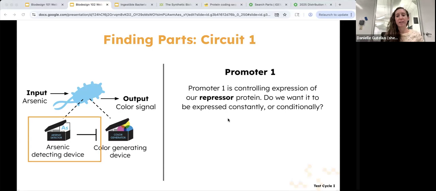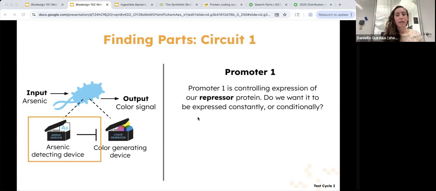Since we want it to be on all the time, remember we talked about two types of promoters. Would we want a constitutive promoter that's on all the time, or an inducible promoter, which is only on certain times? Which one do we want? We want to make our repressor all the time. Good, so we want to use a constitutive promoter here so that transcription can just keep happening and we keep making that repressor protein.